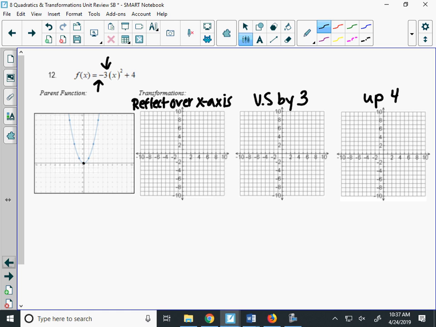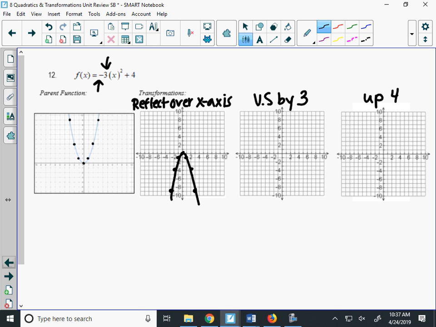All right, so if I darken in the points of my parent function here, when I reflect them over the x-axis, the pattern is going to be the same. Out 1, down 1, out 2, down 4, just the opposite direction. Now we're upside down. Okay, so I have darkened those.